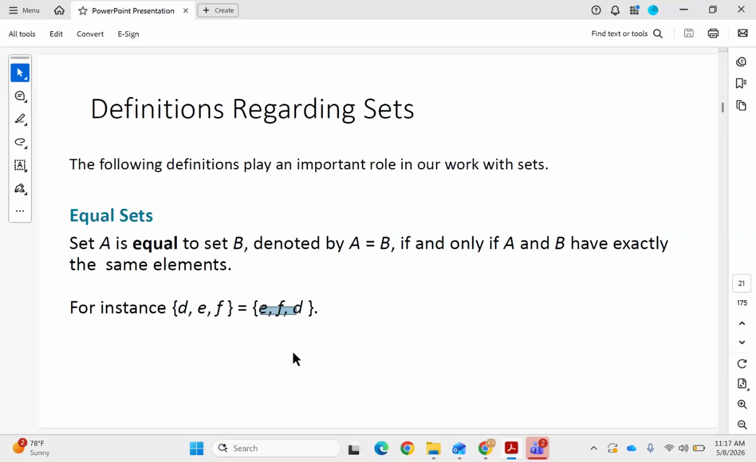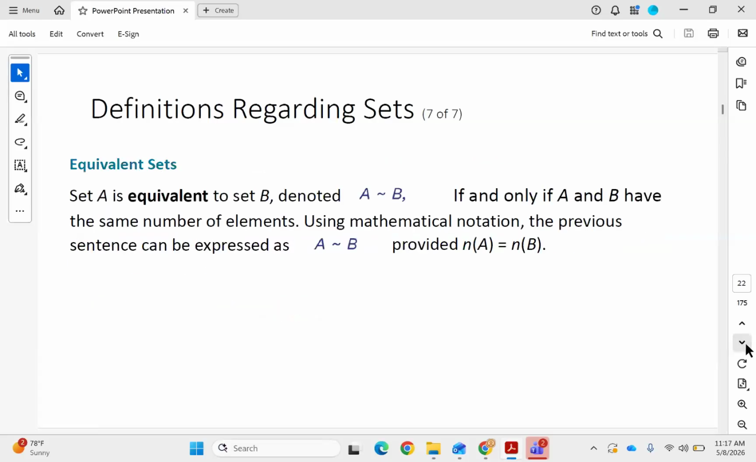That's another thing with sets. A set does not need to be organized in order, not in alphabetical, not in increasing. As long as it has exactly the same letters, the same objects, it's exactly the same set. But more often, you have sets that have different objects, but they have the same amount of elements inside.